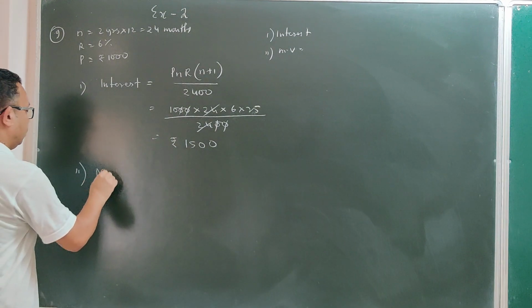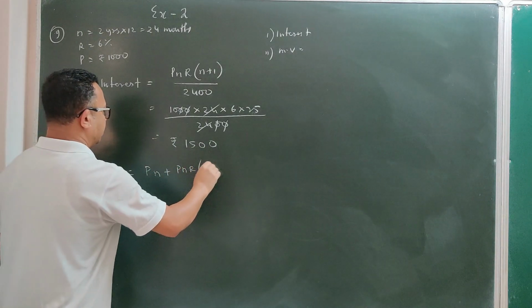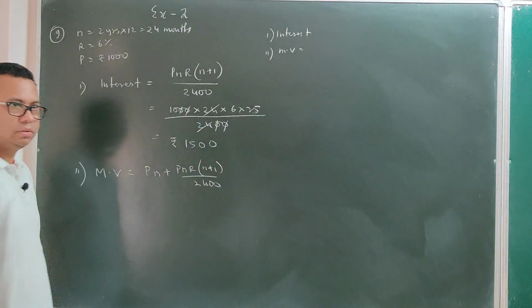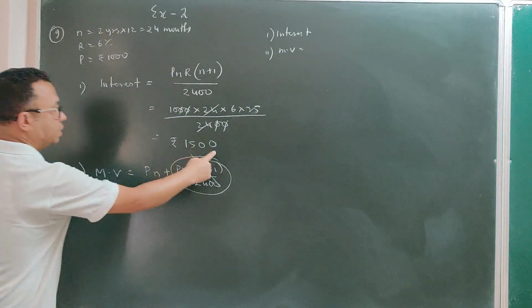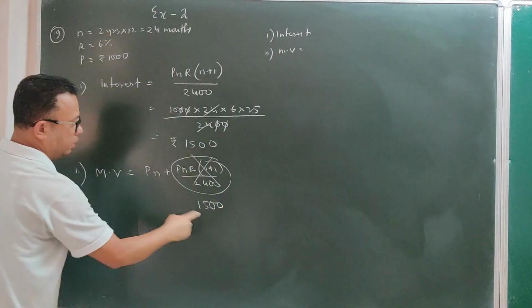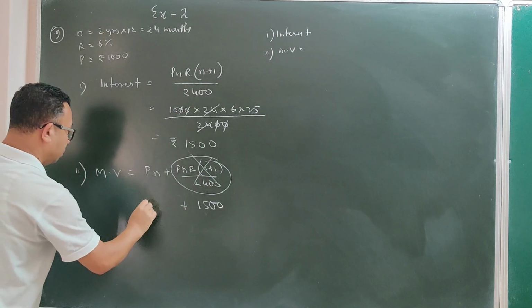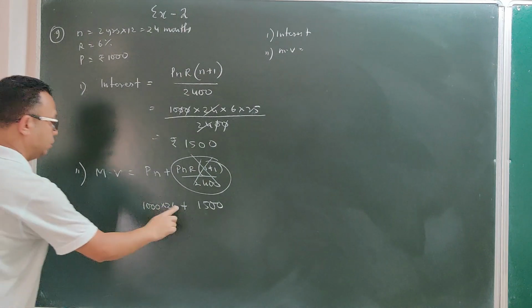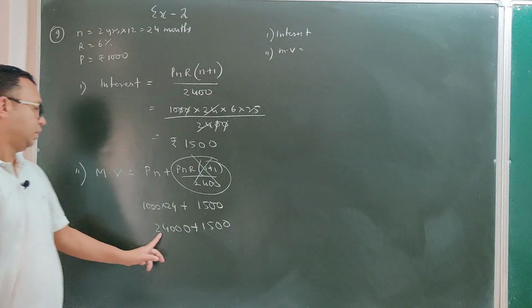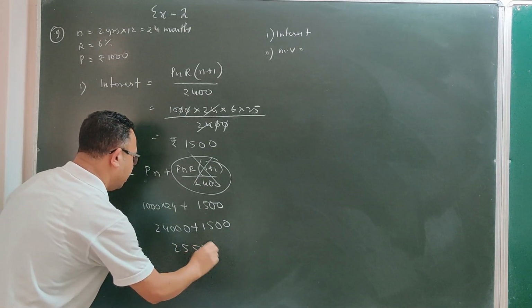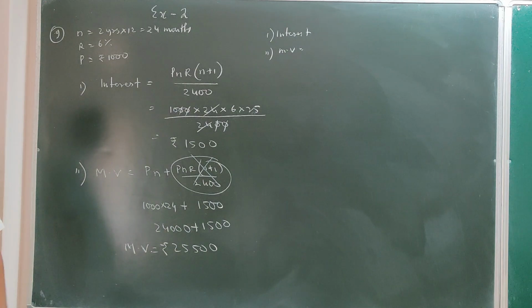Now the second question is asking you to find the matured value. Now don't use the formula PN plus PNR N plus 1 over 2400 again, because you have already solved the interest part, and you already know it is 1500. So directly I'll write this one as 1500, because this is the interest already calculated. Now only put the values of P and N. P is 1000 and N is 24. So as you multiply, this is 24,000 plus 1500. So that is going to give you 25,500 rupees. So there you are, your matured value or maturity value is 25,500.